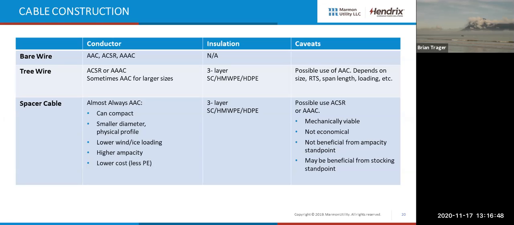I don't need that rated tensile strength. I'm not desirous of the reduction in ampacity. It's not economical. It's not beneficial from an ampacity standpoint, but it may be beneficial from a stocking standpoint. The line crews can leave the lay down yard with their reels of cable and not worry about making a mistake of pulling out ACSR or triple AC for one or the other.